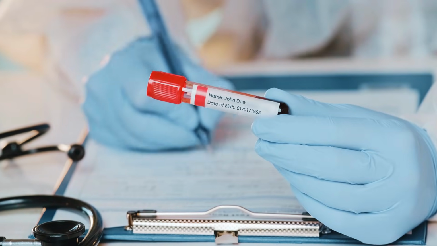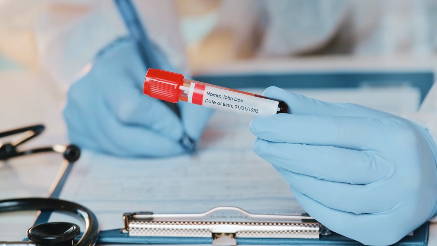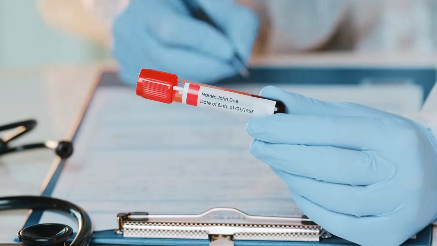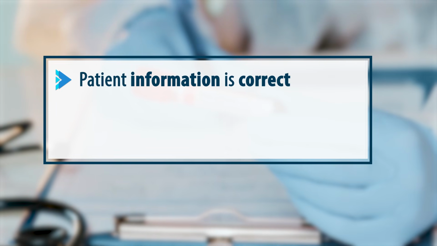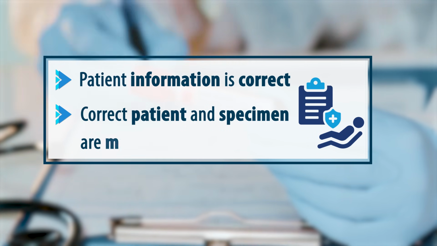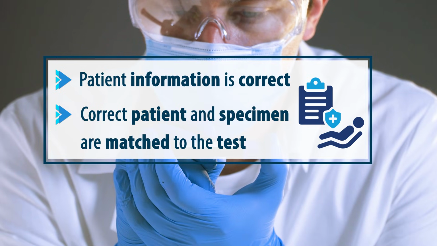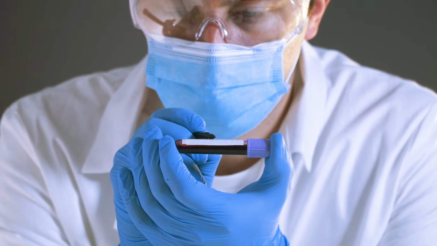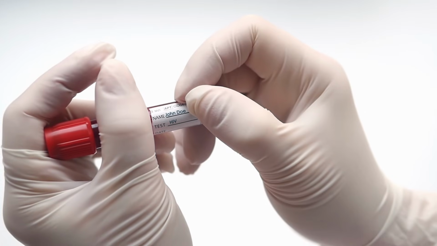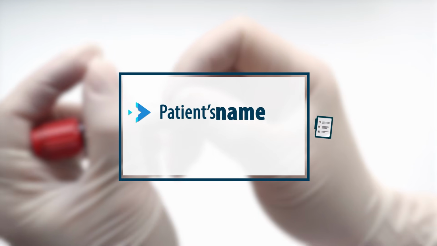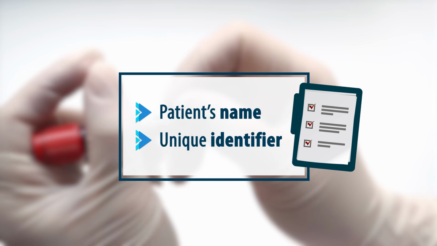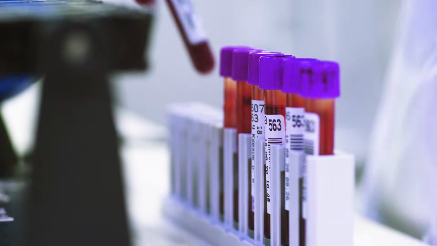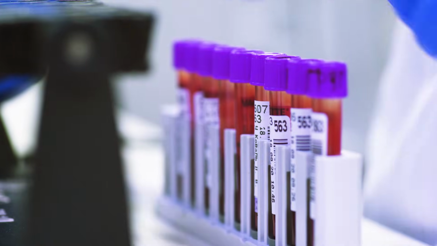Finally, the healthcare professionals involved in the specimen collection label and store each specimen collection container. They are responsible for ensuring that patient information on the authorized test request is correct and that the correct patient and specimen are matched to the test request. Clear and correct labels should be applied as soon as a specimen is collected. Labels should also be checked to verify that the patient's name and a unique patient identifier, such as the patient's date of birth, are listed. Specific specimen storage and preservation procedures outlined by the laboratory should be followed.